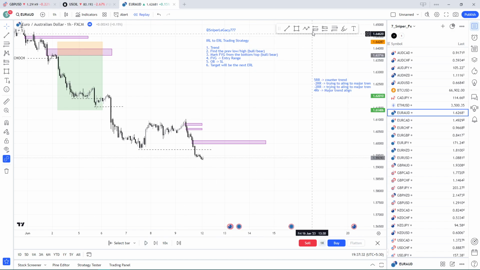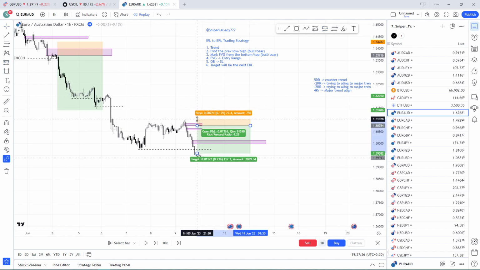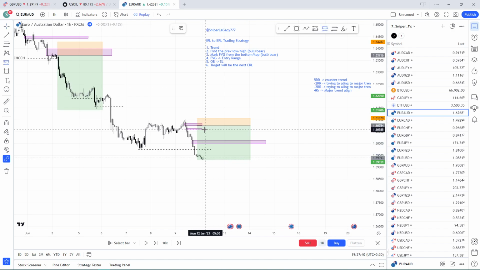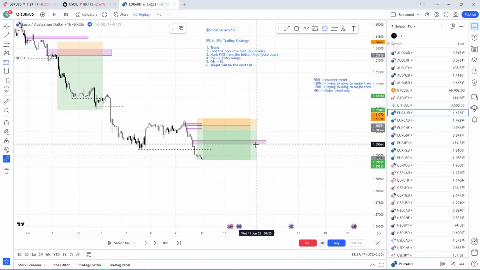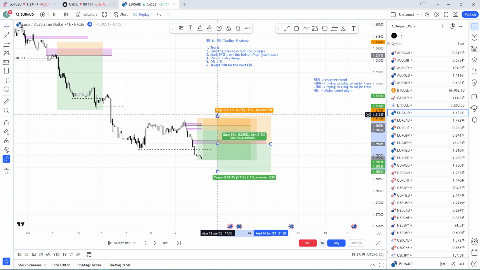I'll just put, and this will be the last, guys, because the video will become too long. So this will be my first trade, this will be my second trade, and this will be my third trade.